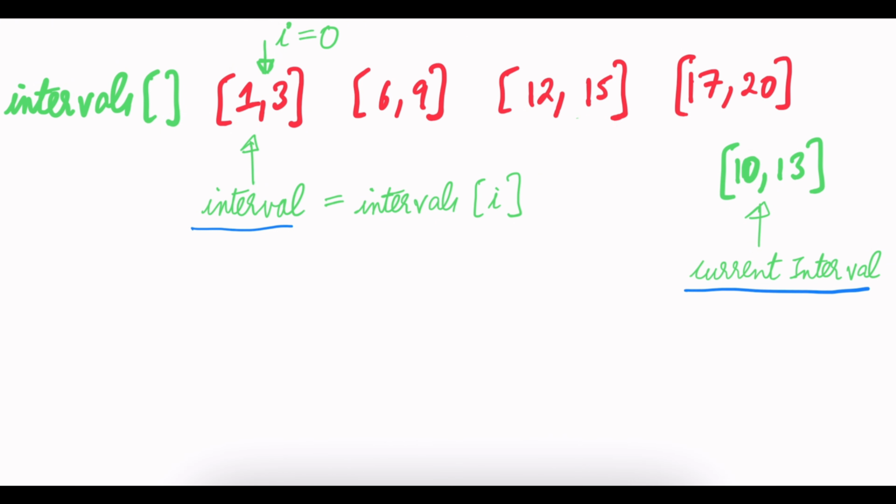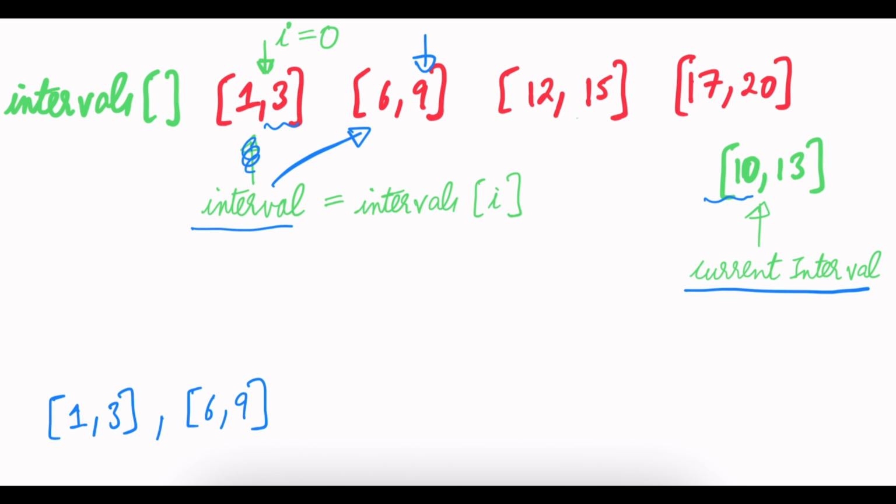As you can see, this interval 1, 3, its end value is less than start value of 10, 13. So we can simply add 1, 3 to our new array of intervals. So we simply add this and we can increment our I variable, and our interval is now going to be 6, 9. And now again the end value of 6, 9 is less than 10, 13. So we can simply add 6, 9 to our new array of intervals. And now we move on to the next interval, which is 12, 15.